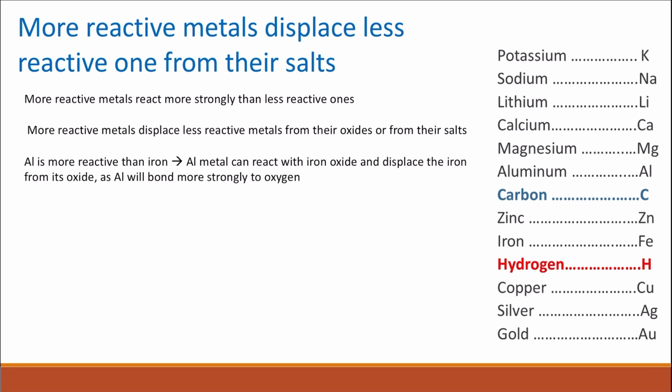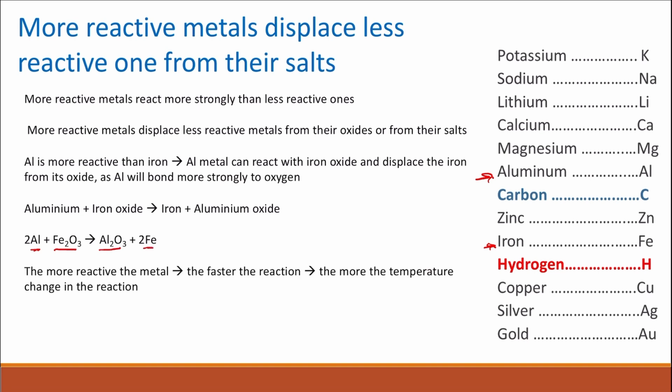For example, if we look at aluminium, aluminium is above iron in the reactivity series. So aluminium is more reactive than iron. Aluminium as a metal can react with the iron oxide and displace the iron from its oxide. Aluminium can make a stronger bond with the oxide, so it can displace the iron. That means that aluminium, when it reacts with iron oxide, will give you iron plus aluminium oxide. And this is the balanced equation for the reaction between aluminium and iron oxide to give you aluminium oxide and iron.